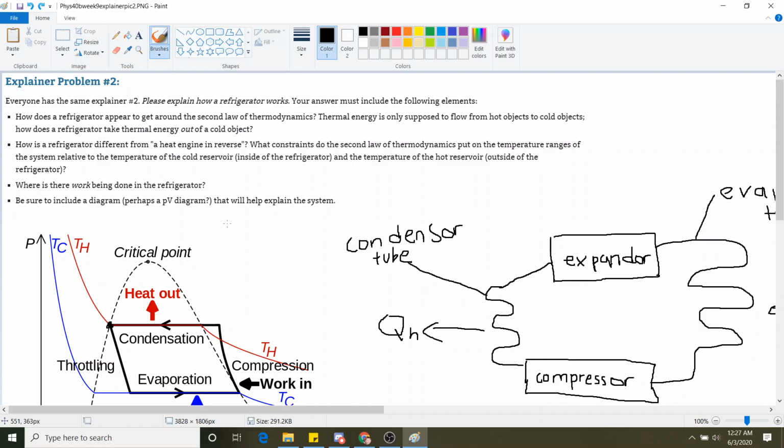Today we're going to be going over explainer problem number 2, and it asks, how does a refrigerator appear to get around the second law of thermodynamics? Thermal energy is only supposed to flow from hot objects to cold objects. How does a refrigerator take thermal energy out of a cold object?